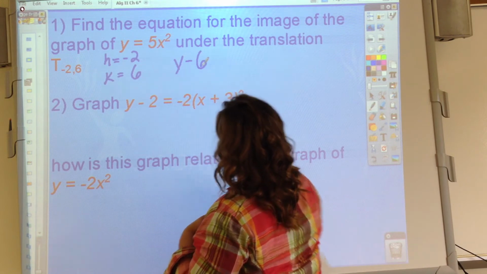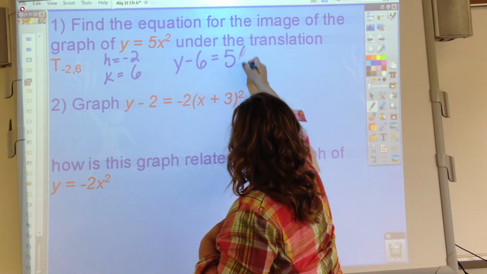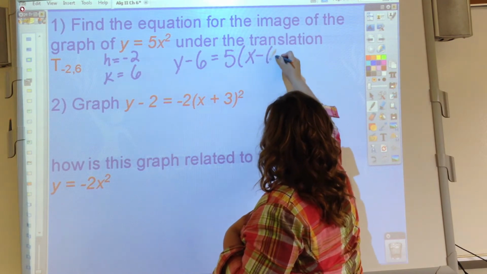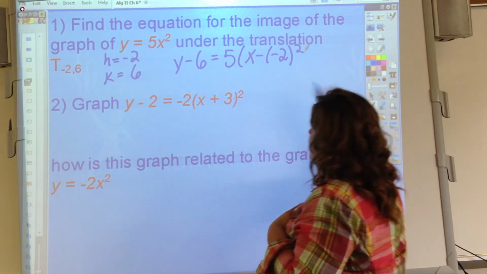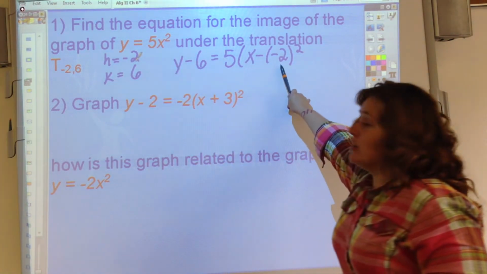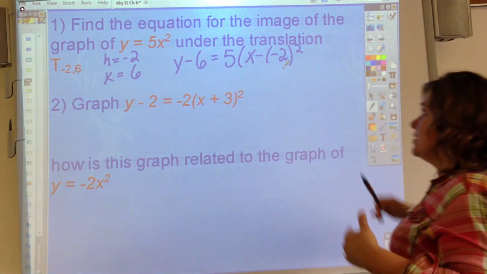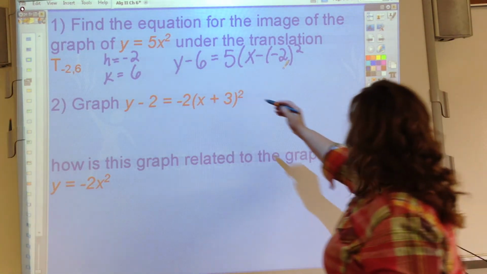y minus k would be y minus 6 equals my a value of 5 times x minus -2 quantity squared. Please notice that h simply got plugged in where h should be in the equation, and k just got plugged in where k should be in the following equation. Now let's simplify.